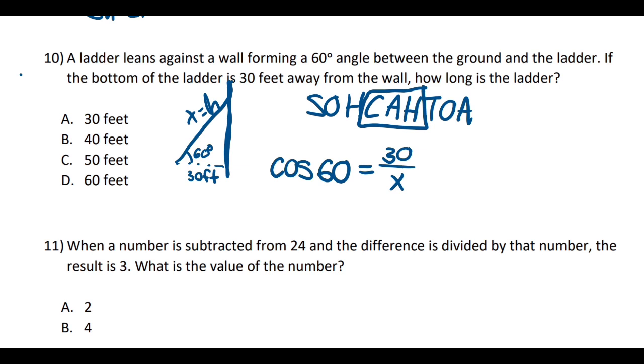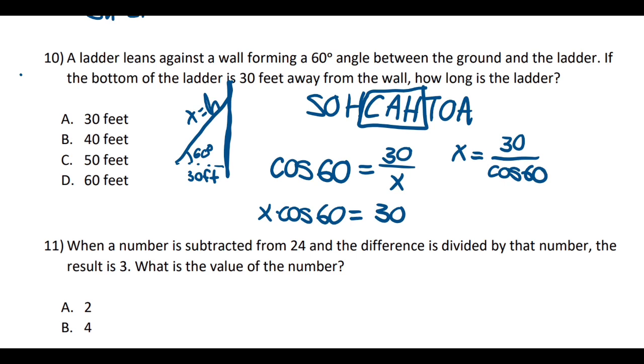To get x by itself, first we're going to multiply by x on each side. So x times cosine of 60 equals 30. And then to get x by itself, we have to divide by cosine 60 on each side, which gives us 30 over cosine of 60. And we're going to plug this into our calculator to see what we get.